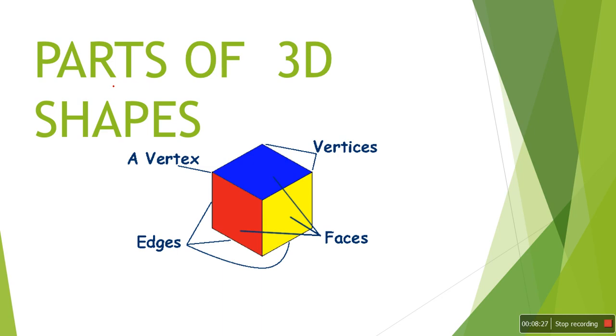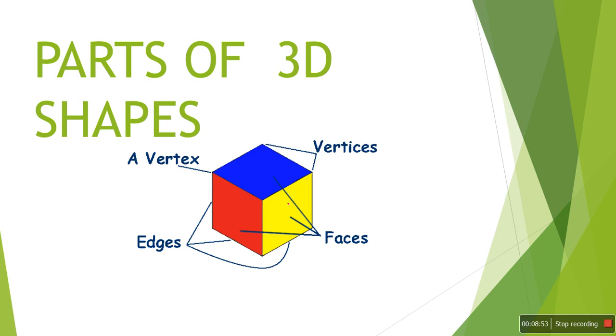Now we will study the parts of 3D shapes. These are the parts of 3D shapes. As we have already studied in 2D shapes, these are called corners. But in 3D shapes, these are called vertex. So basically, remember this: in 2D shapes, these are called corners, but in 3D shapes, we say vertex.